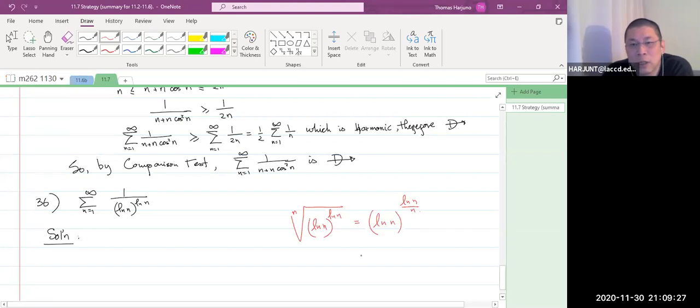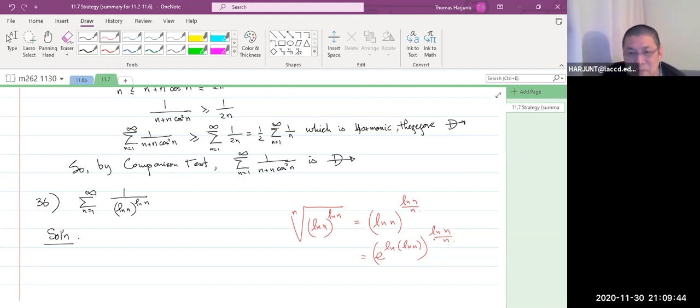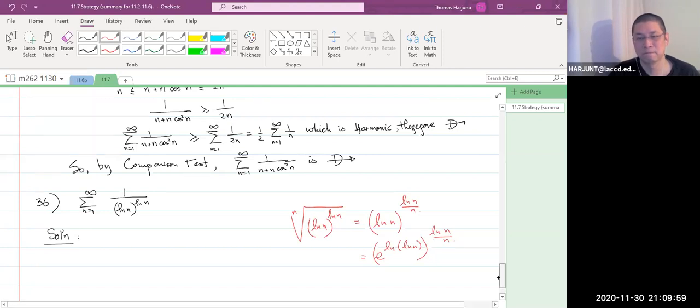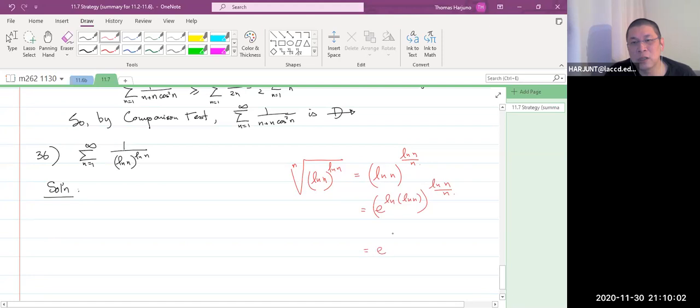Oh, you know what? And then this is equal to e to the ln of ln n to the power of ln n over n. I wonder if it helps. I guess not, huh? This is e to the ln n times natural log of n over n.